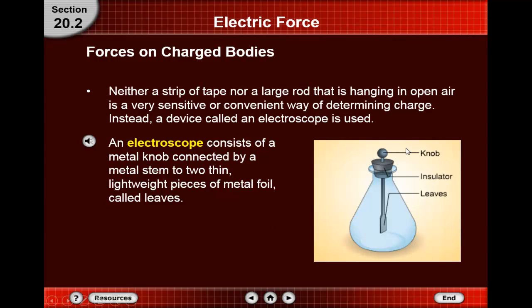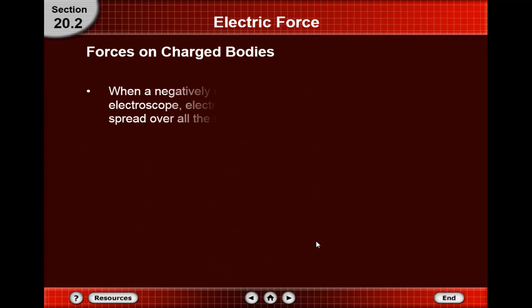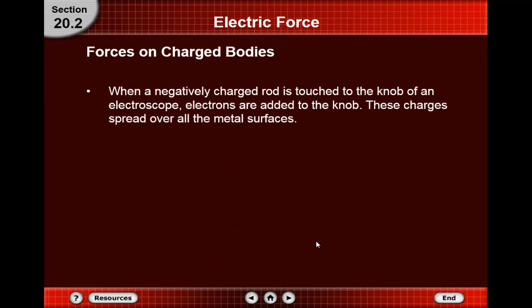Did you see? This is the shape of the electroscope. The figure at right shows a neutral electroscope. Note that the leaves hang loosely and are enclosed to eliminate stray air currents. When a negative charged rod is touched to the knob of an electroscope, electrons are added to the knob. This charge spreads over all the metal surface.